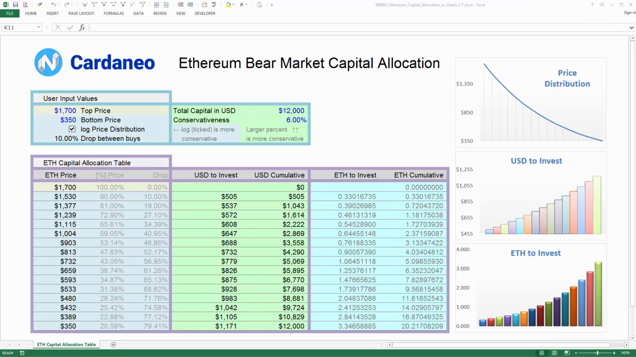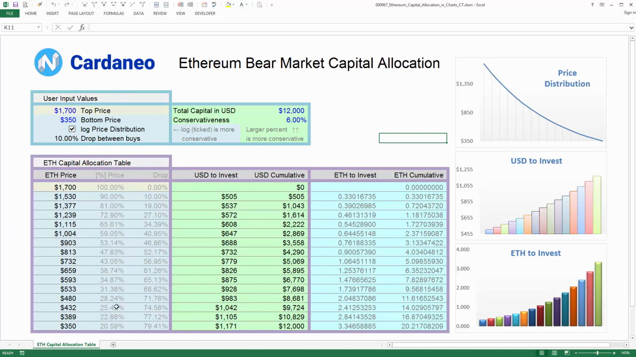I am looking at my Ethereum bear market capital allocation spreadsheet. Let's see how you can use this spreadsheet and get the best out of it. In this top portion, you can enter your values. Only cells with blue numbers are meant to be entered by the user. The results of calculations and your capital allocation table will be shown here below.